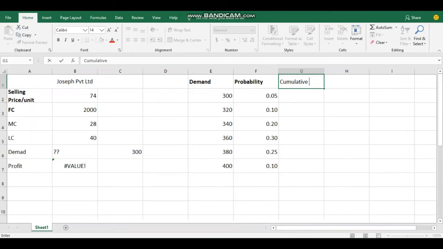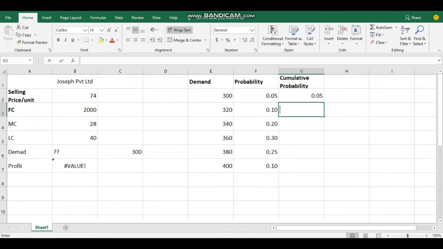Cumulative probability. How do we calculate cumulative probability? It's very simple. We just have to keep on accumulating this, right? So this plus this. Just drag it down, and it will calculate the cumulative probability.